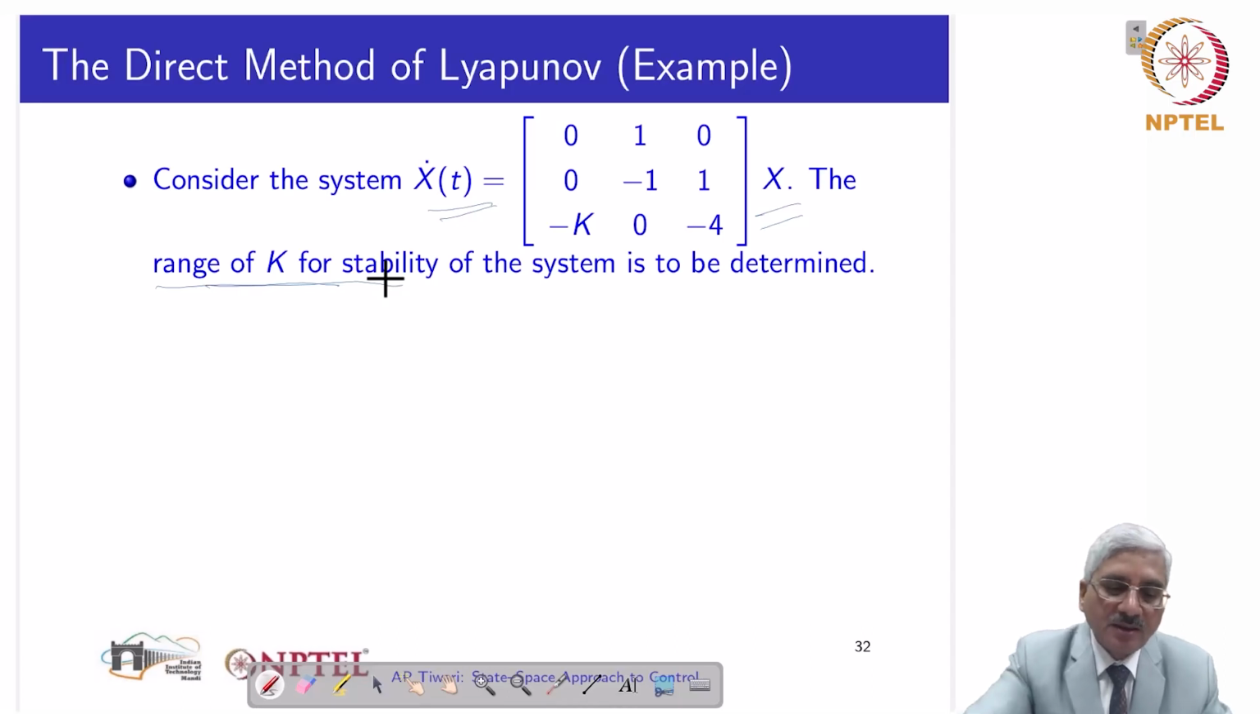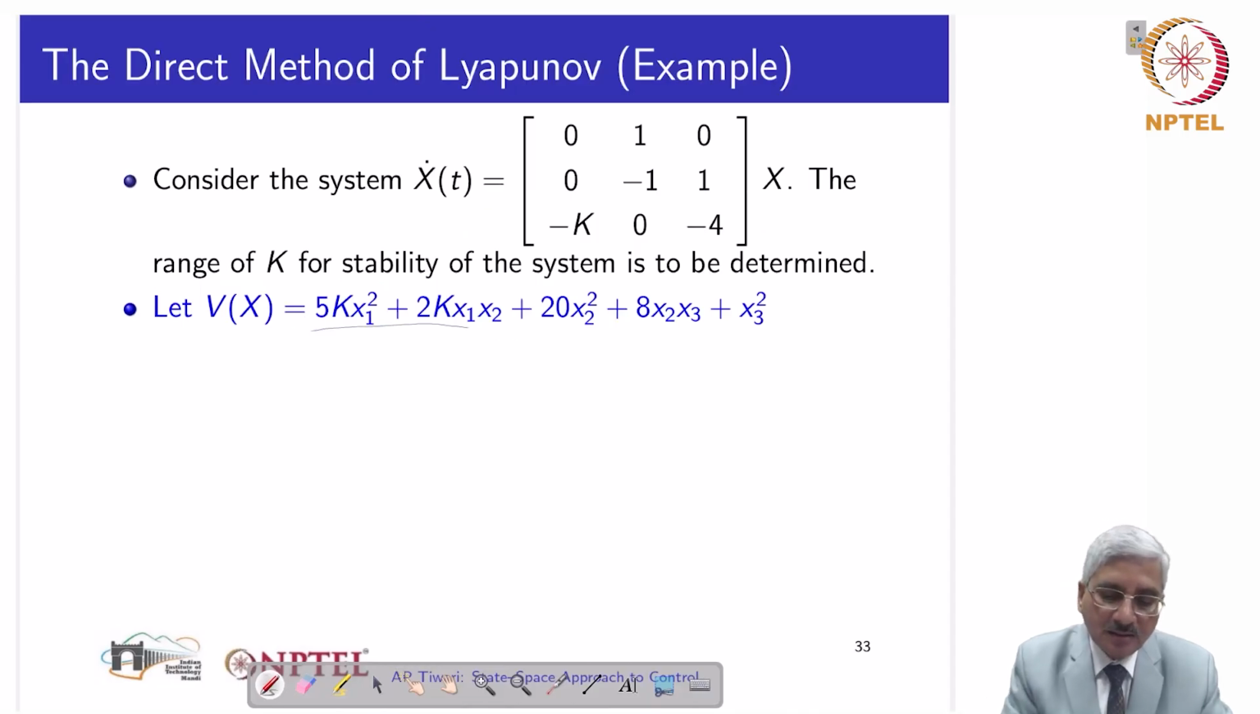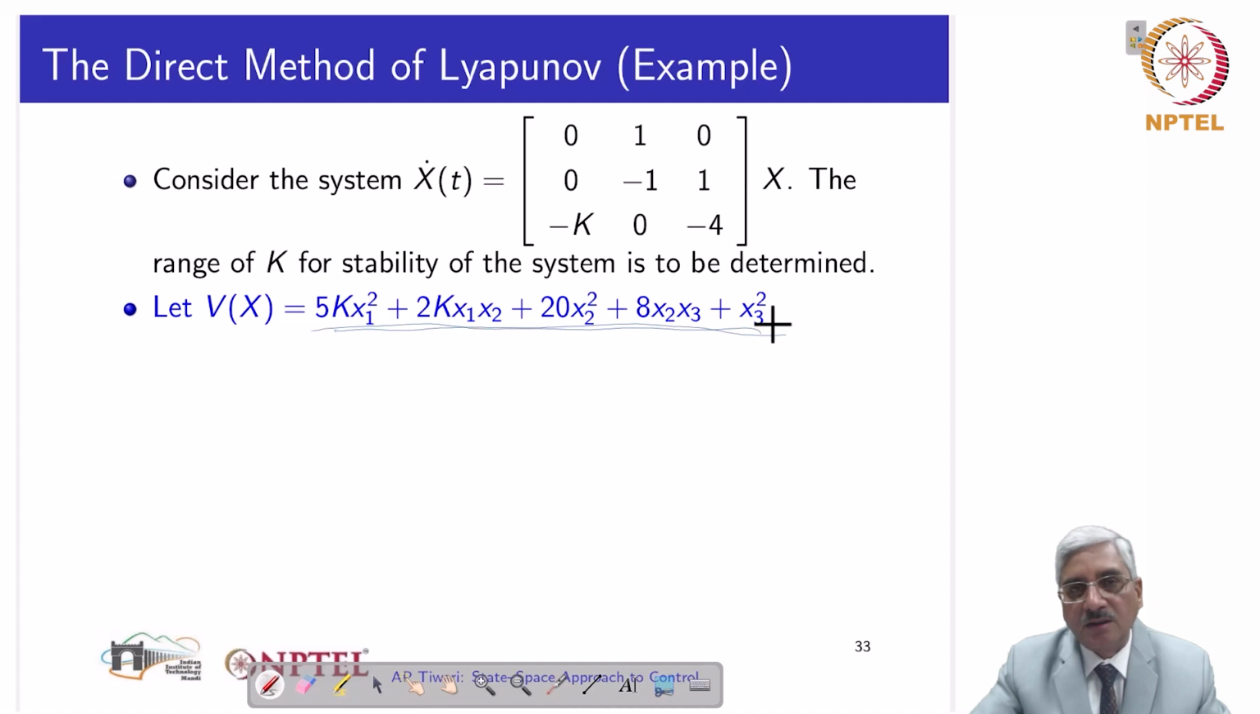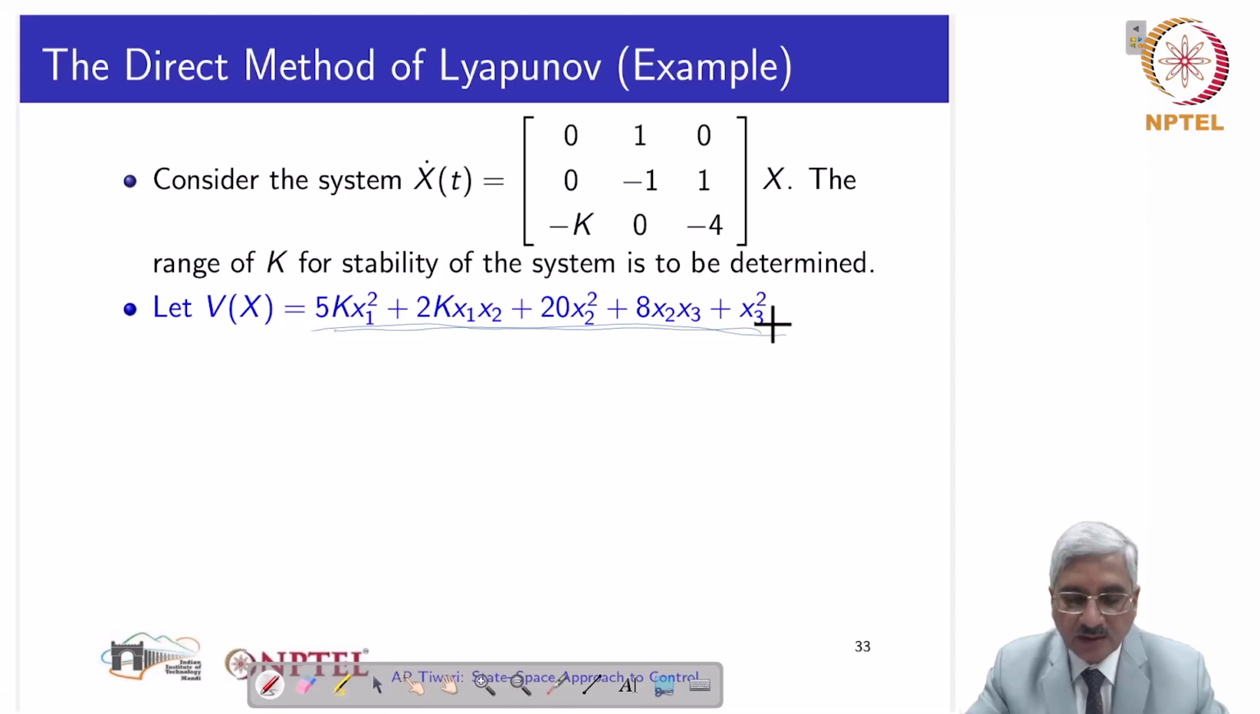Now, as was said, we have to think of a V(x), a Lyapunov function, and here is the Lyapunov function which is thought of. Now, in fact, I also cannot explain why this Lyapunov function is thought of. One generally thinks of a simple function like x1 square plus x2 square plus x3 square. In this case probably that would have been simpler.